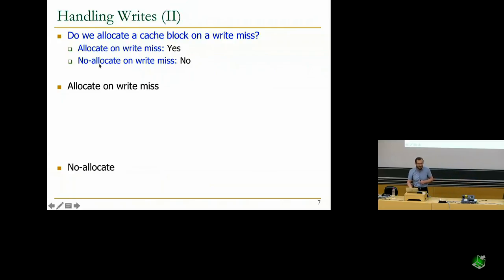If your answer is no, then you're not allocating on a write miss. So we've always assumed so far that you would allocate on an access, but we didn't distinguish between writes and reads, right? So what is the benefit of allocate on write miss?